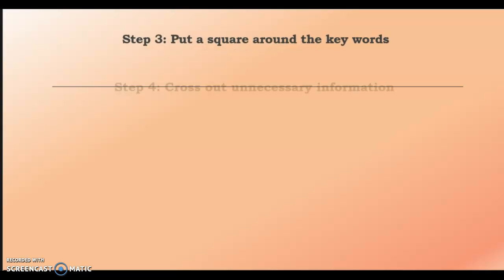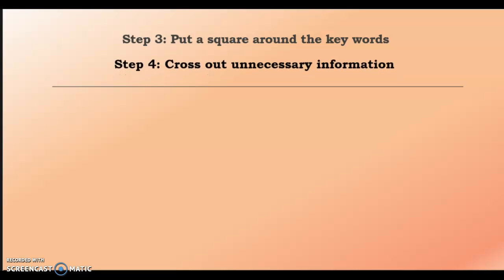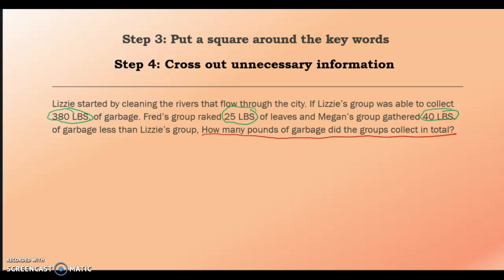From here, we will be moving on to step 3. Put a square around the keywords, and step 4. Cross out any unnecessary information. The keywords will help us by knowing what exactly we are looking for. Here we have the keywords of how many pounds of garbage in total and less than Lizzie's group.